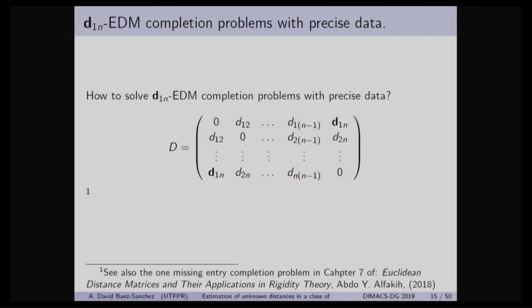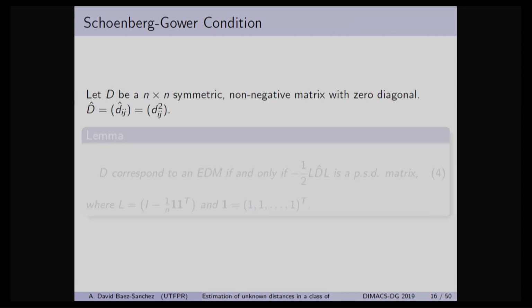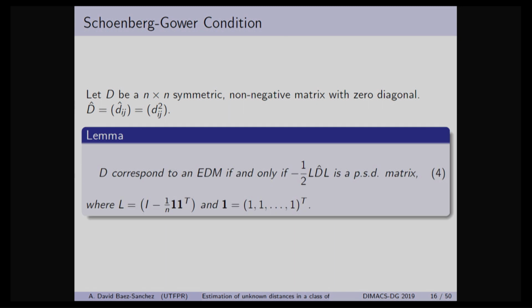Considering precise data. I'm going to talk first about what happened when you had precise data, how to solve this problem with precise data. I'm going to show you, this is really things that Professor Al-Faqih already talked about, this equivalence between distance matrix and positive semi-definite matrix. Here, note that for me, this d is the distance, and the square distance is the d hat. So that's what I'm using this to correspond to, okay? But it's the same result.